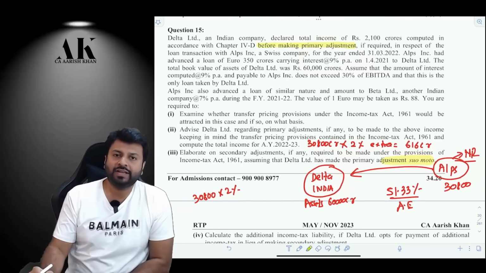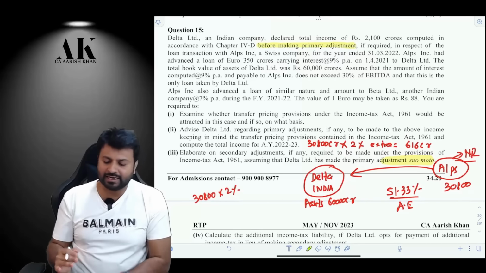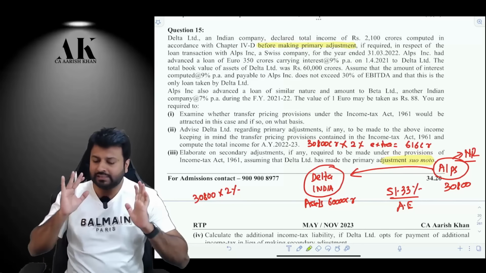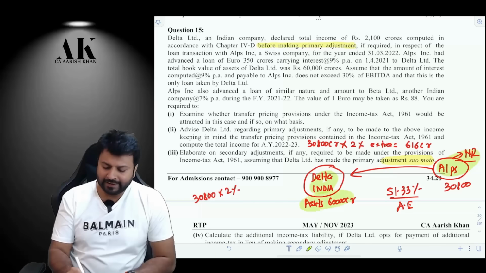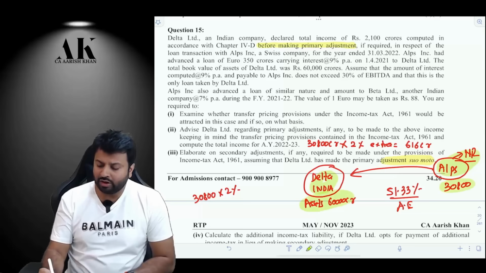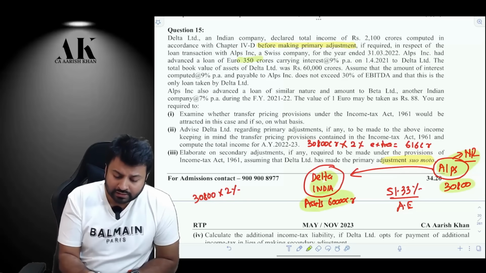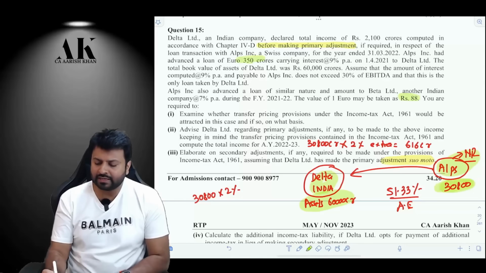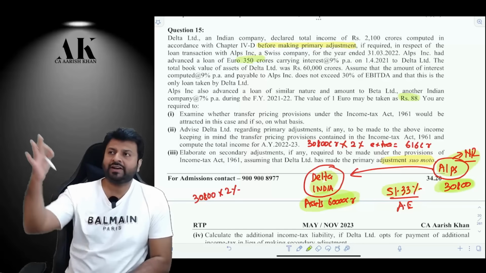Next question, question number 15 is based on transfer pricing provision, and in this there are 4 parts. The first part says that whether transfer pricing provision is applicable or not. Definitely it is applicable. One entity is Indian company, another entity is non-resident. Indian company has an asset of 60,000 crore and the non-resident has given a loan of 30,800 crore. How 30,800 crore? 350 crore into 88 rupees. That will come to 30,800 crore. So out of the total asset, 51.33% is financed by a non-resident.